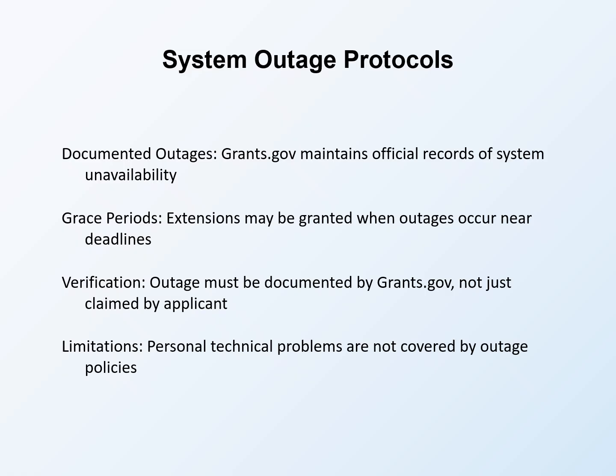Limitations mean personal technical problems are not covered by outage policies. If your internet connection fails, your computer crashes, or you experience software problems on your end, these are not covered. Grants.gov outage policies address system-wide problems, not individual technical difficulties. This distinction makes early submission essential for protecting yourself.